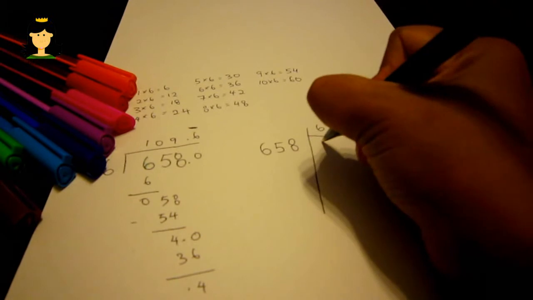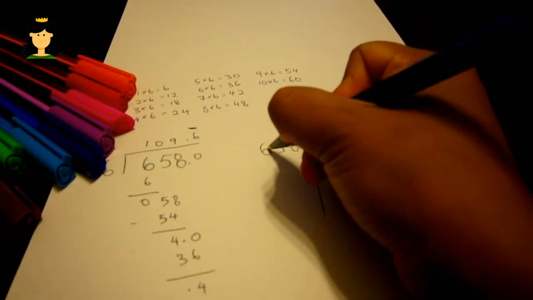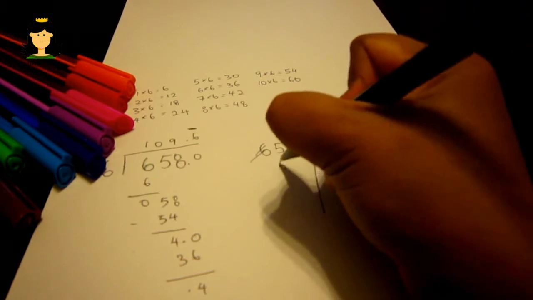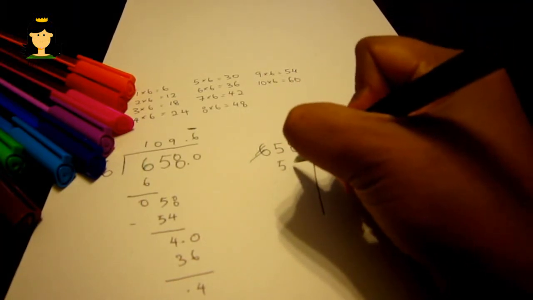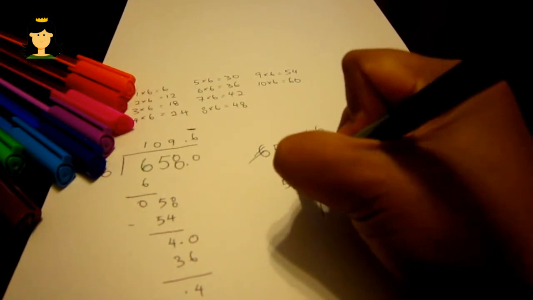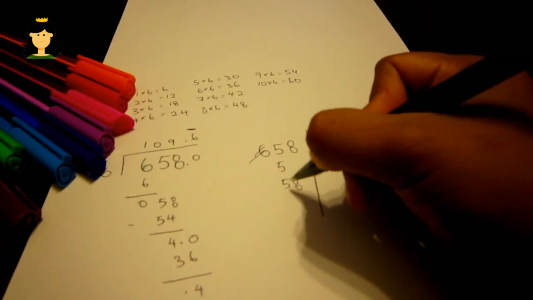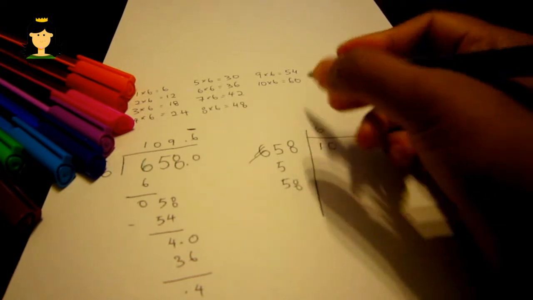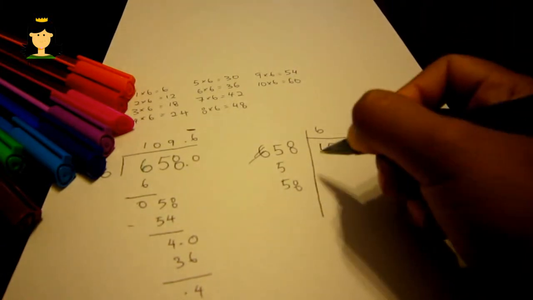I'm going to put a line here. 1. And we carry the number down 5, so this was cancelled already. We carry the number down 5. Can we divide 5 by 6? No, so we carry the number 8 below, which is 58. And as before, 58, what's smaller than 58 or equals to 58, which is 9? We put a 9 here.